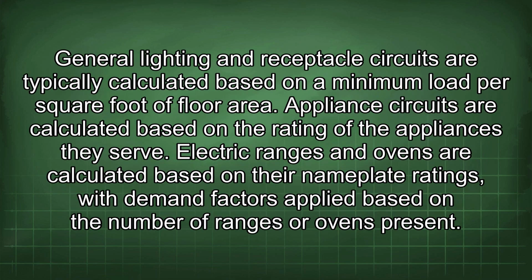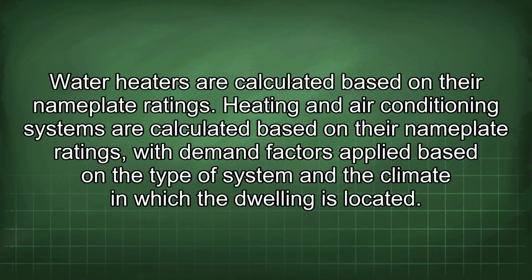General lighting and receptacle circuits are typically calculated based on a minimum load per square foot of floor area. Appliance circuits are calculated based on the rating of the appliances they serve. Electric ranges and ovens are calculated based on their nameplate ratings, with demand factors applied based on the number of ranges or ovens present. Water heaters are calculated based on their nameplate ratings. Heating and air conditioning systems are calculated based on their nameplate ratings, with demand factors applied based on the type of system and the climate in which the dwelling is located.